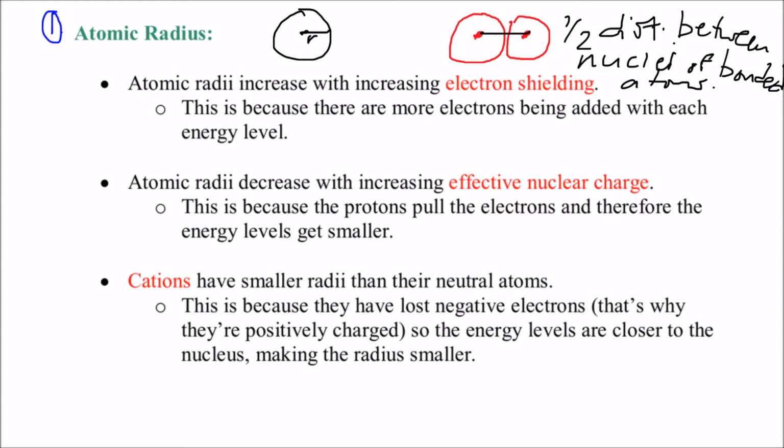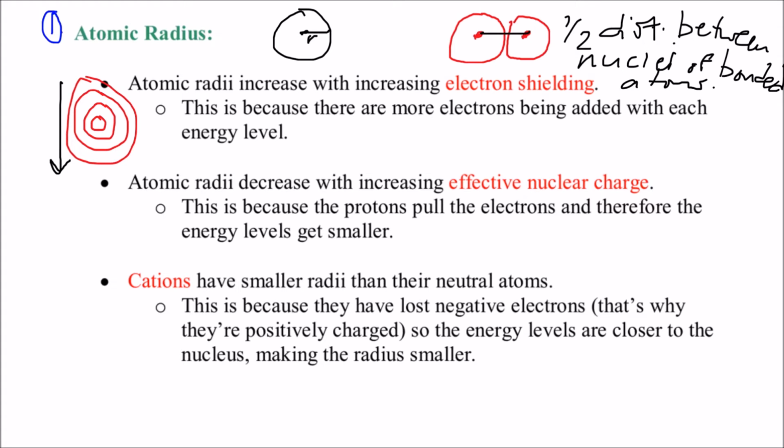The atomic radius will increase if you increase electron shielding. Okay? Now remember, electron shielding happens in a group. Groups are up and down. So if we increase electron shielding, then the atomic radius is going to increase. That's because as we move down the periodic table, we keep adding energy levels. So we start with 1, and then 2, and then 3, and then 4, and so on and so forth.